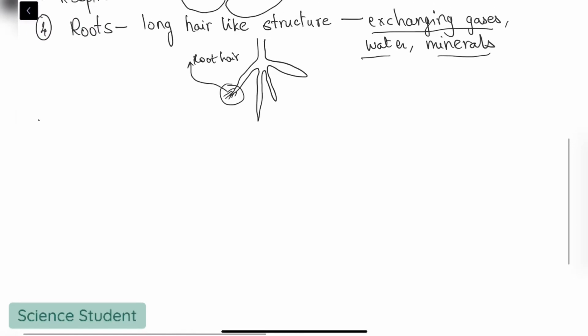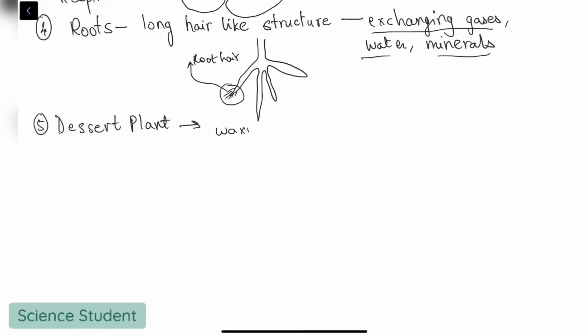In desert plants there is a waxy layer called cutin which helps in prevention of water loss. Easy.